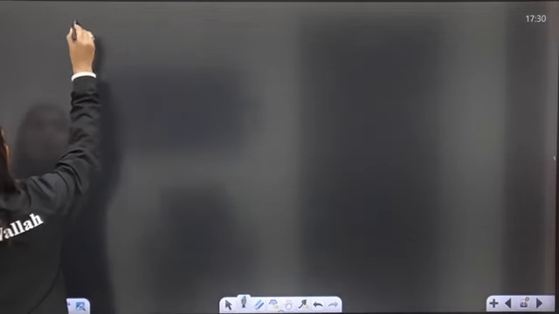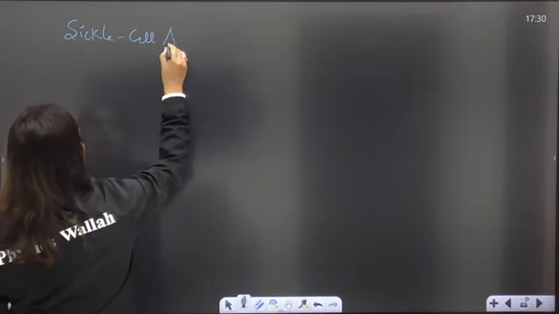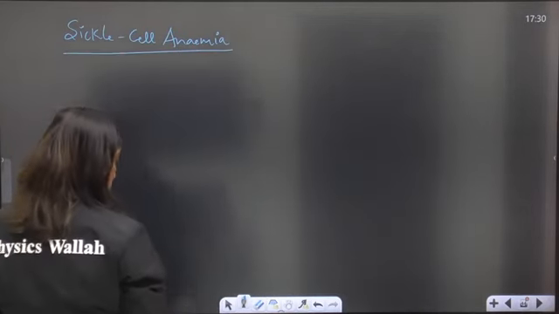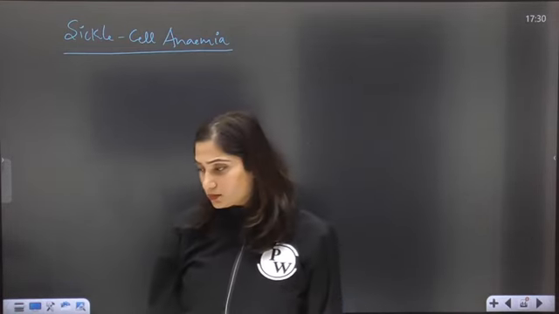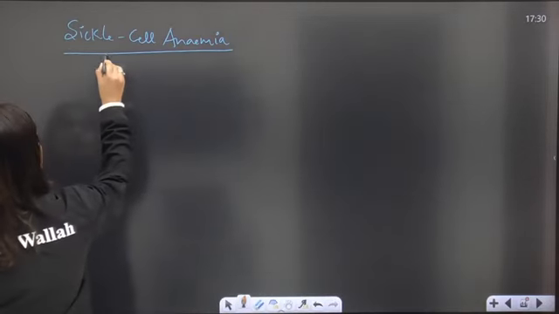Now, another example of a pleiotropic gene is the HbS gene. For that purpose, we'll have to discuss sickle cell anemia. You know that inside the RBCs, we have alpha chains and beta chains, which together form the hemoglobin molecule. Sickle cell anemia is a disease where the beta chain of the hemoglobin gets defective. And how does that happen? Let's see.